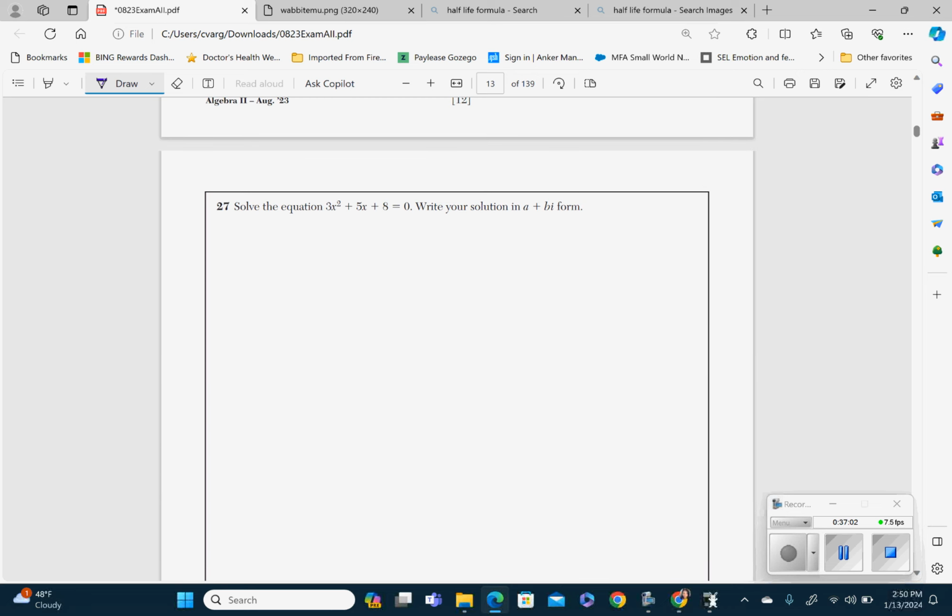Solve the equation. So for this one right here, the easiest way to solve is by looking in your formula booklet and using this (b), right?